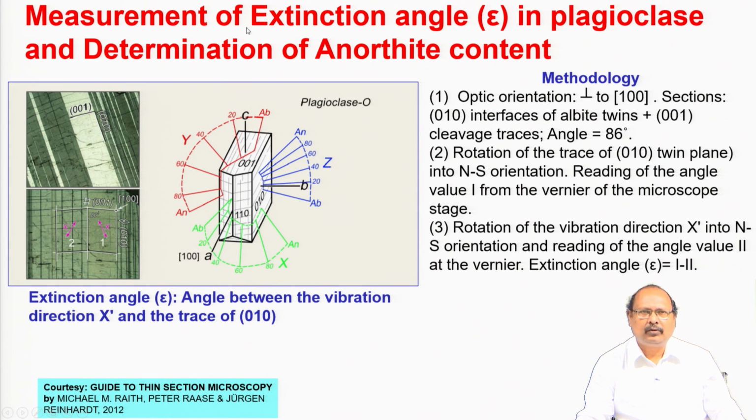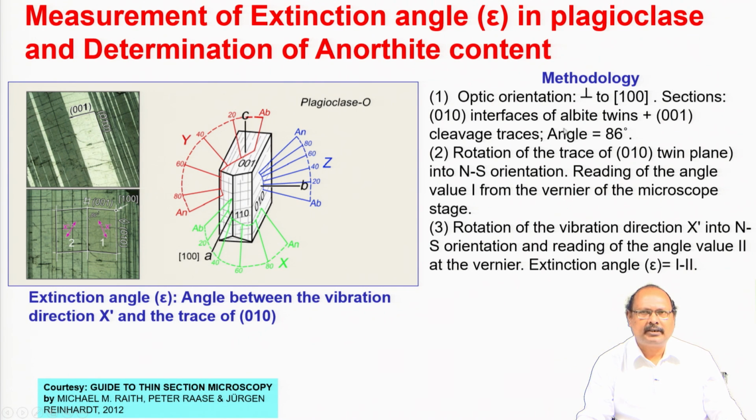Now, I will use this knowledge of the measurement of extinction angle in plagioclase to determine the anorthite content. To do that, you have to have an optic orientation of plagioclase which is perpendicular to the 100 orientation. So, in this section the 010 interfaces will be parallel to the albite twin. These planes are the traces of the 010 interface, these are the albite twin. I will discuss this in a later section, and you will also have 001 cleavage traces, these lines here, and the angle is very close to 90 degrees, the actual angle is 86 degrees.